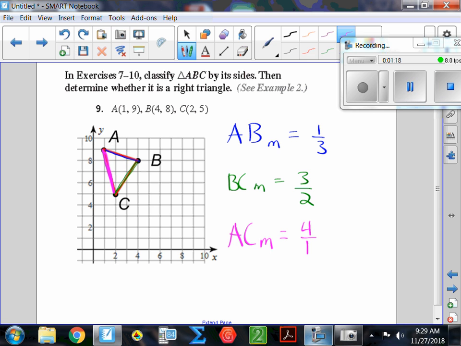My point is that all of these ratios measure a distance as well. It's not that they equal the distance. The length of AB is not 1/3. The length of BC is not 3/2. The length of AC is not 4 or 4 over 1. But these are their slope ratios. Since none of the slope ratios are the same, that means that none of the sides are the same. I'm going to type that up.